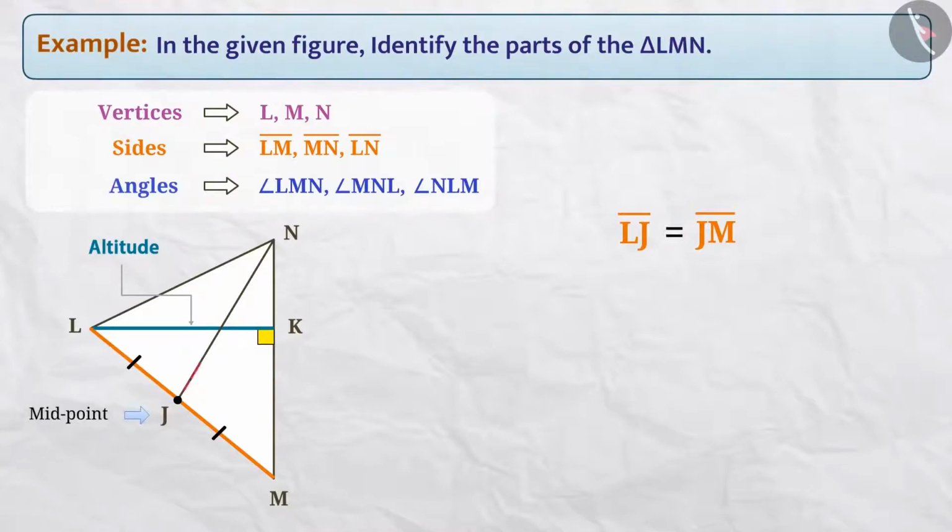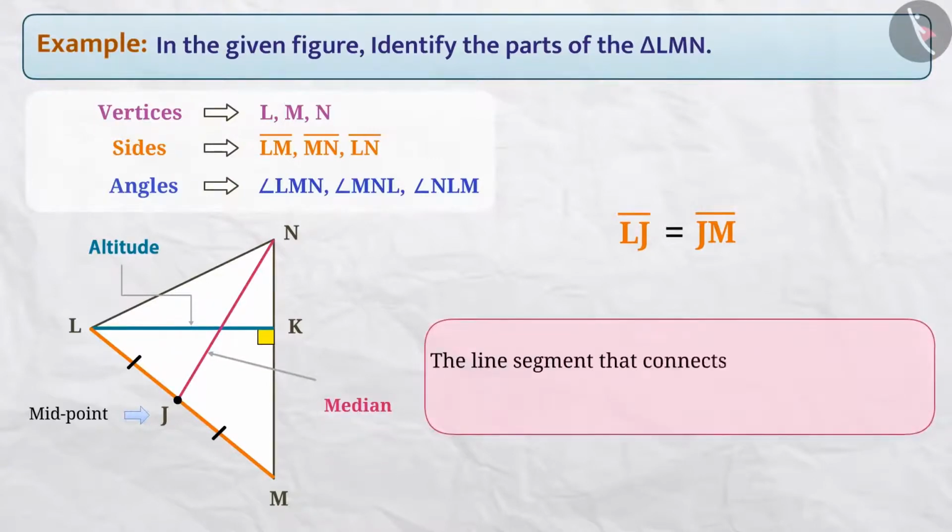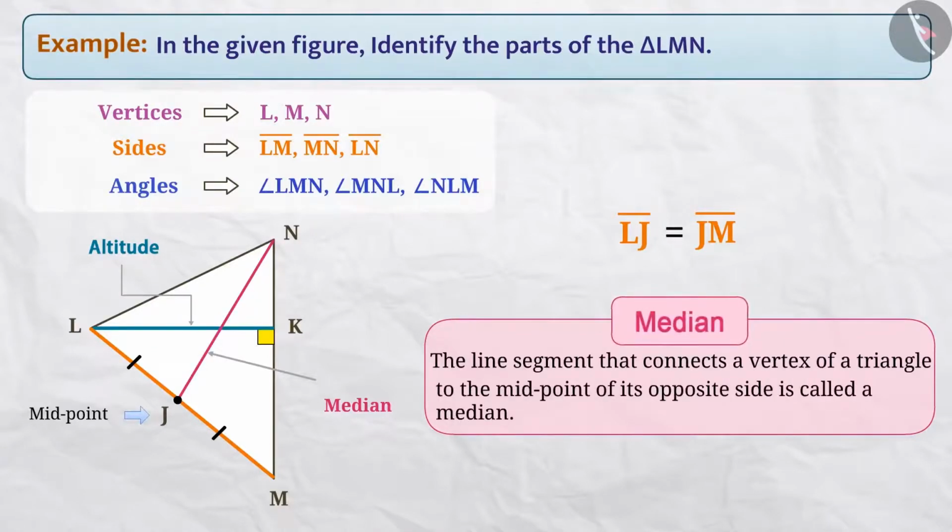Since the line segment NJ is connecting the vertex N with the midpoint J of its opposite side LM, NJ is a median. The line segment that connects a vertex of a triangle to the midpoint of its opposite side is called a median. In this way, we have identified the parts of triangle LMN.